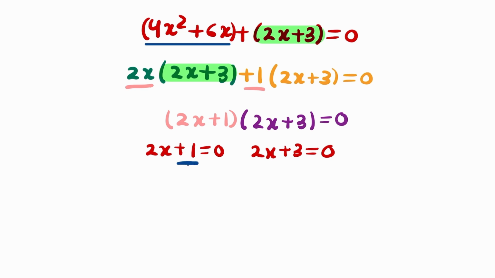We can take plus 1 to the other side of the equation as minus 1. 2x equal to minus 1. And then we can divide both the sides by 2. X is equal to minus 1 over 2.